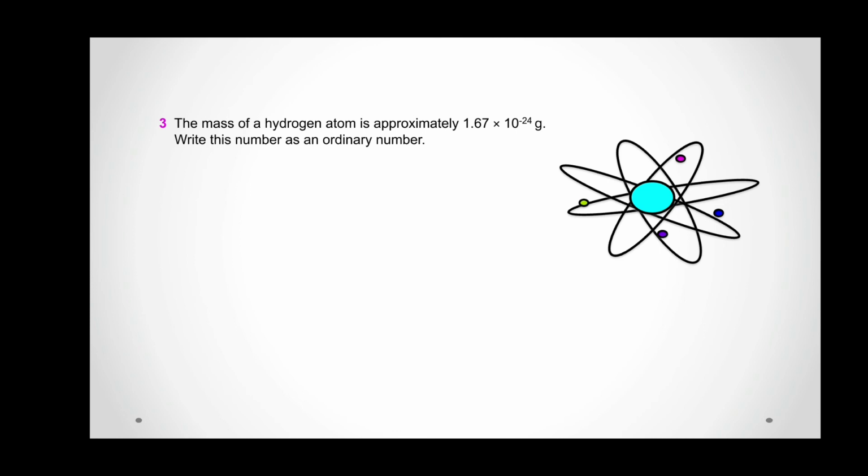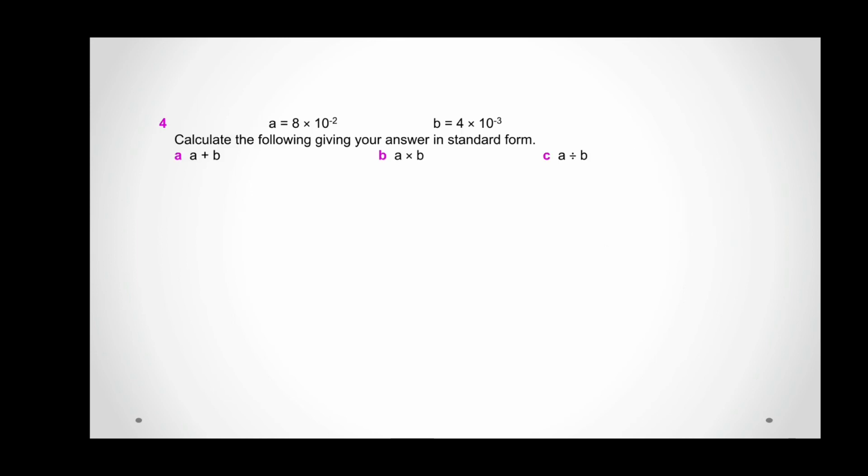The mass of a hydrogen atom is approximately 1.67 into 10 to the power minus 24 grams. Write this number as an ordinary number. So when you write it as an ordinary number, you have to move the decimal point 24 times backward. So then it comes like this, right? Okay, with small numbers also you can calculate the answers like this.